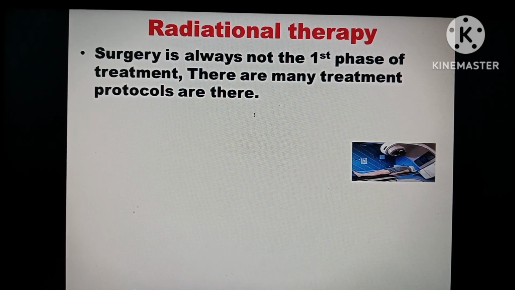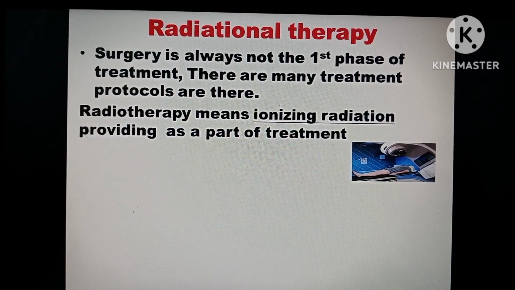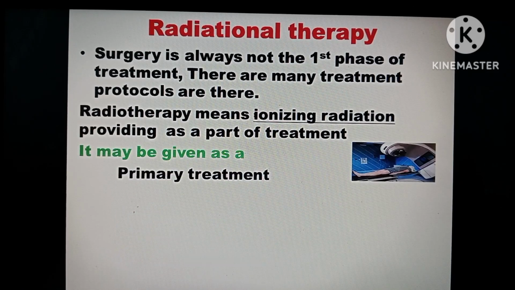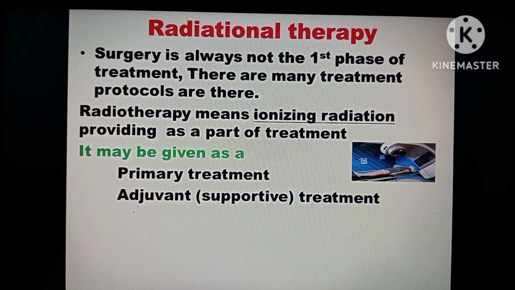60% of clients suffering from cancer will receive radiation therapy at some point. Radiation therapy or radiotherapy means ionized radiation is provided as a part of treatment. What does ionized radiation mean? It is a form of energy. A selected dose of energy is passed to the client in order to kill the cancer cells. Radiation therapy may be given as a primary treatment, adjuvant or supportive treatment, or palliative treatment.